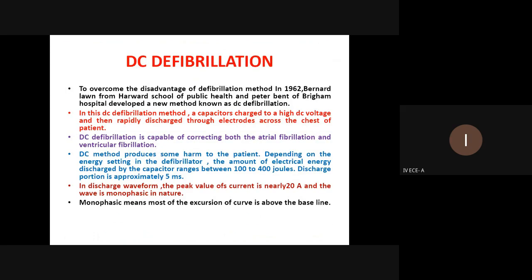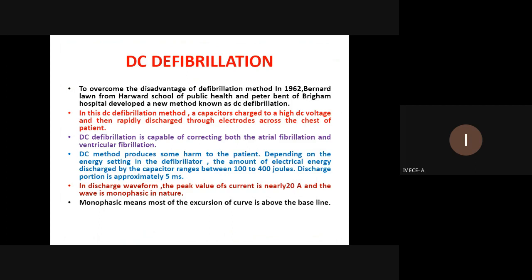Then we go for DC defibrillation. To overcome the disadvantages of the AC method, Bernard Lown from Harvard School of Public Health and Peter Bent Brigham Hospital developed a new method called DC defibrillation. In DC defibrillation, capacitors are charged to a high DC voltage and then rapidly discharged through electrodes across the chest of the patient. DC defibrillation is capable of correcting both atrial fibrillation and ventricular fibrillation.